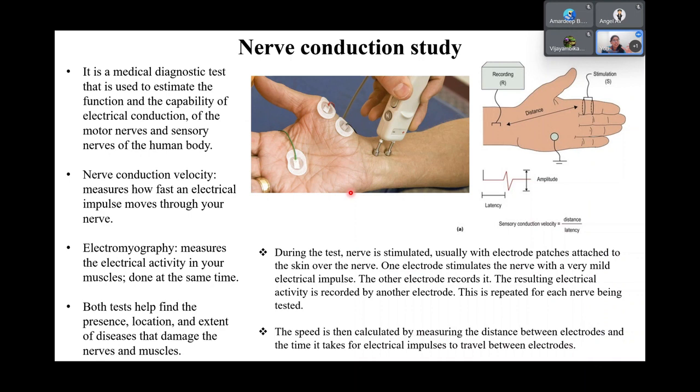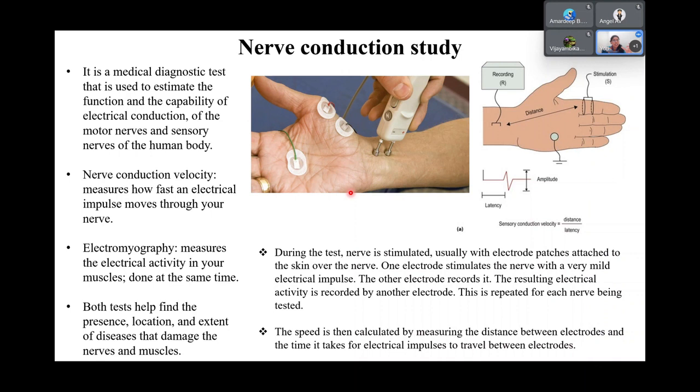So you have a good readout to do. So you can check the muscle movement and you can try to interpret the nerve conductions. So both these together help you to identify the presence, location, and the extent of diseases if there is any damage to nerve and muscles. So how does this study actually happen?